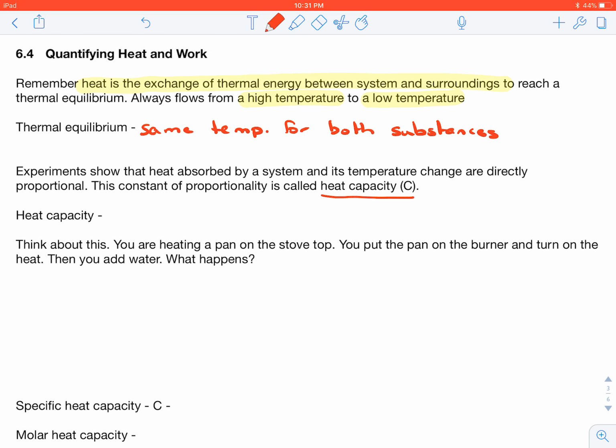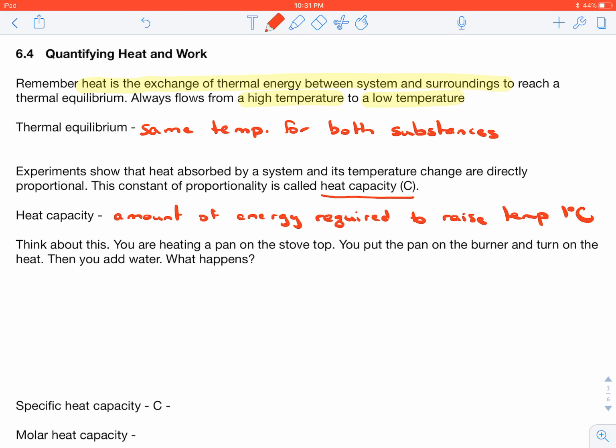So that brings us to heat capacity, and heat capacity is a very simple definition. It's the amount of energy required to raise the temperature, and usually we're talking about 1 degree Celsius. So we're talking about how much energy it takes to raise the temperature of a substance by 1 degree Celsius.